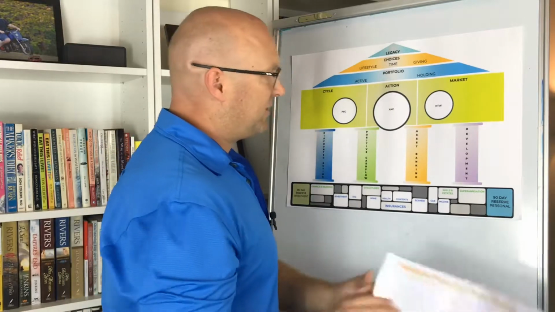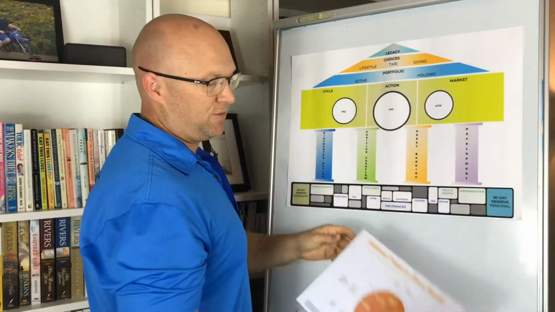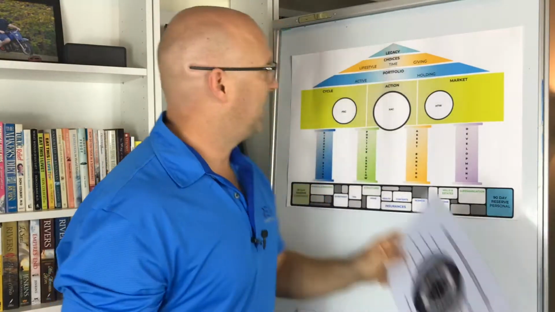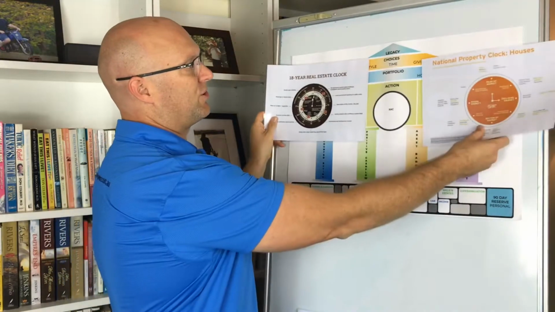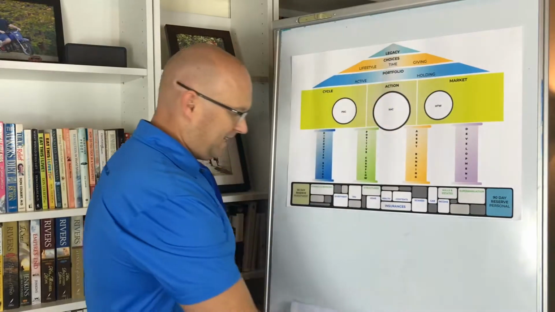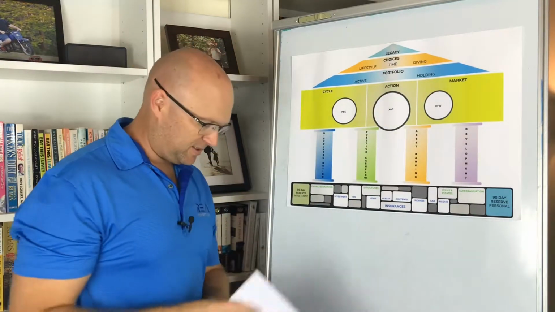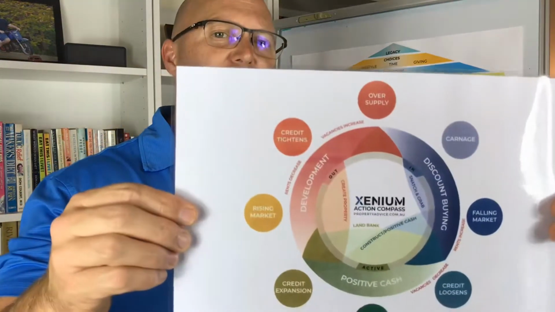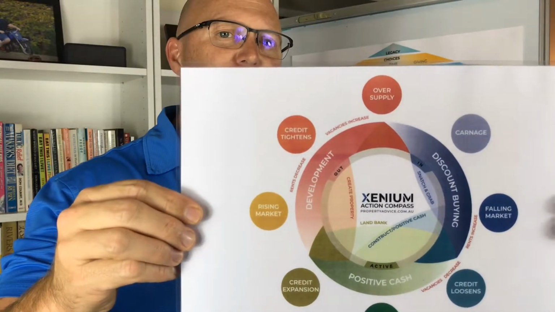So just before we go on, that one fits over there, right? So we've got Phil's clock over here in this overall cycle. We've got the local market cycle there. Okay, so we developed our compass. This is our Xenium action compass, and you will have a copy of that emailed to you as well.